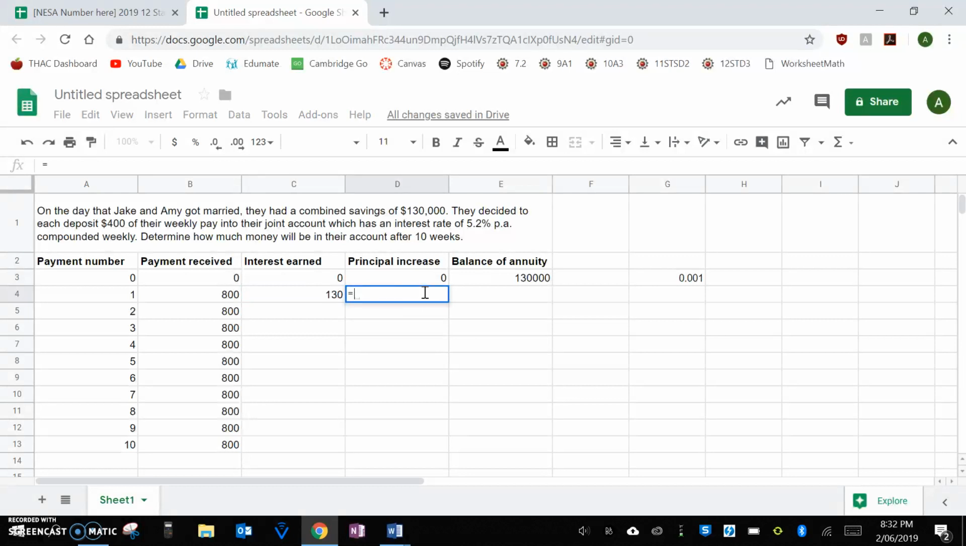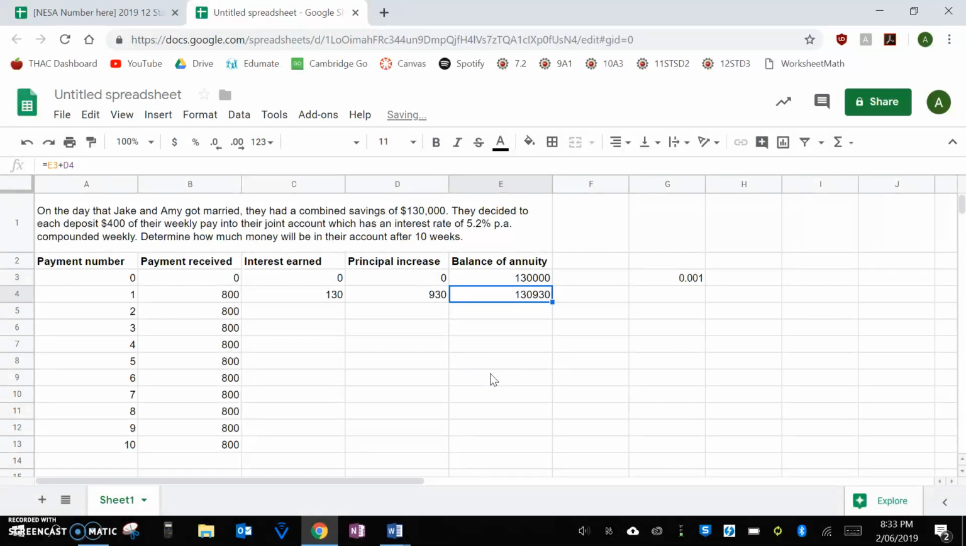That means in total, their principal increase is 800 plus 130. Do not type 800 plus 130. Click on the actual cells. B4 plus C4 in this case. So therefore, it's increased by $930, so the amount of money they have in the bank account now is E3 plus D4. 130,000 plus 930 is $130,930.